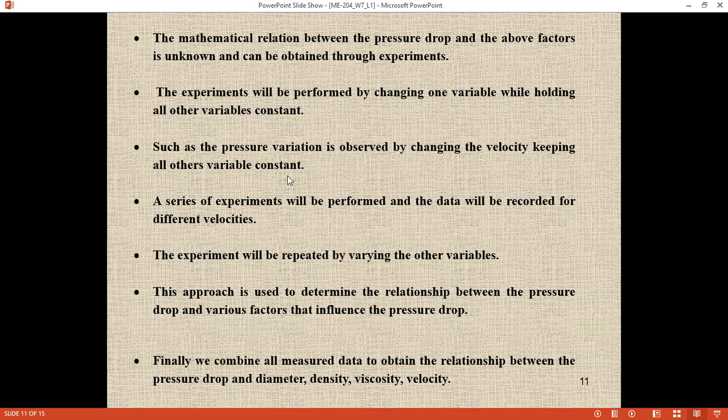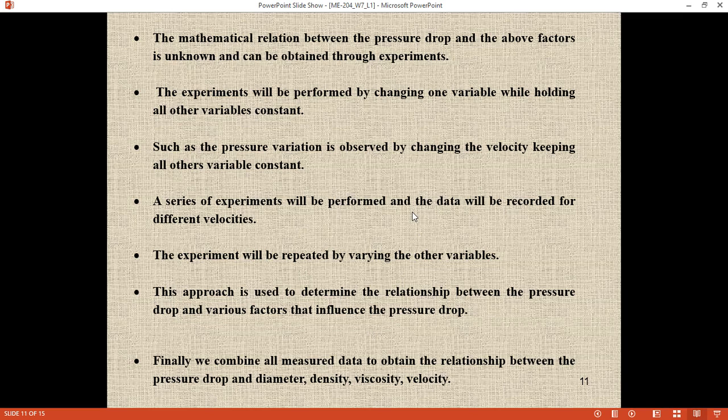So here first you keep the velocity at 1 meter per second and the diameter at 1 meter. So that means 1 meter per second for a 1 meter diameter of pipe. Here a series of experiments will be performed and the data will be recorded for different velocities. Then the experiment will be repeated by varying the other variables. So we will keep 1 meter per second, then we will vary the diameter, then we will vary the viscosity.